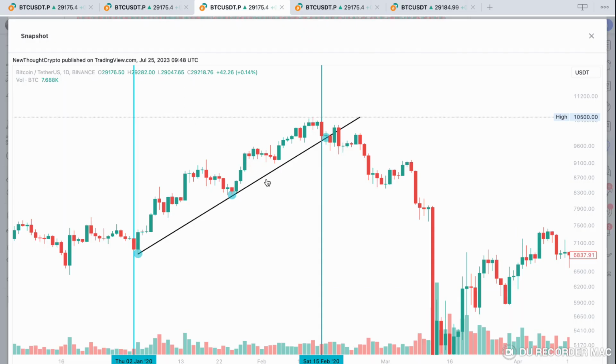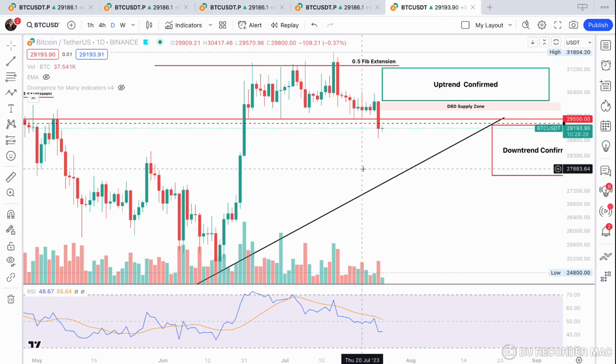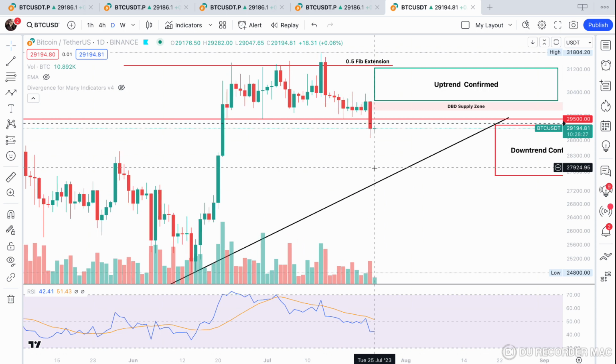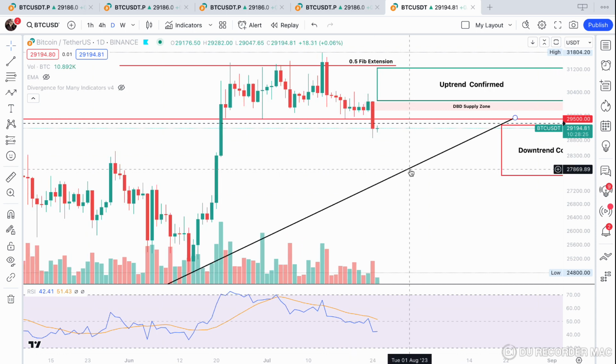The same example between January and February 2020: we see a nice trend line, a nice uptrend, and once the upward sloping trend line is lost in the retest here, Bitcoin is heading for a correction. So when we see that, losing a diagonal trend line is serious business.